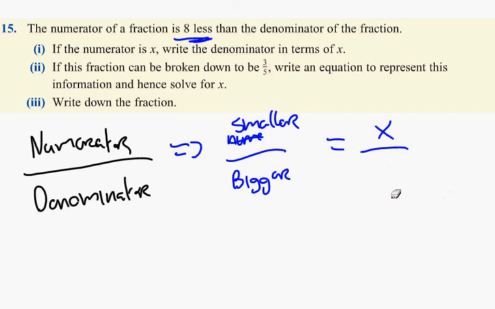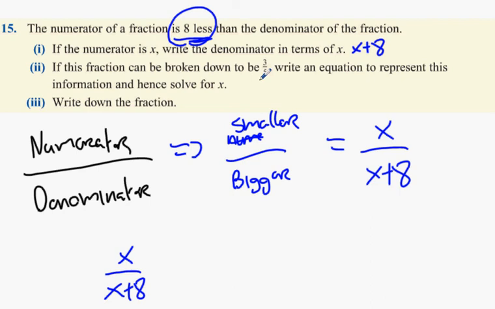Now, x is 12, right? What is the actual fraction? 12 over 20, which can be broken down into 3 over 5. Everybody happy enough with that? Any questions?